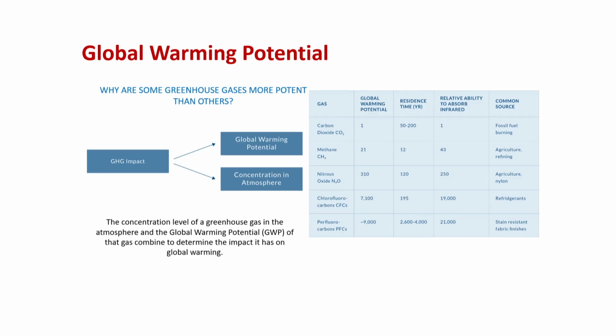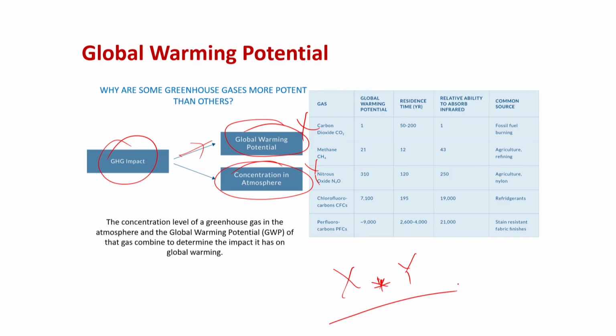Now, for us to understand why CO2 and why some greenhouse gases are more potent compared to other greenhouse gases, the GHG impact will be driven by two factors. One is the potential of each individual gas to warm up the atmosphere, and second, the concentration of that specific gas in the atmosphere. So, if I put these as x and y, it will be x into y, which will be responsible for the potential greenhouse gas impact.